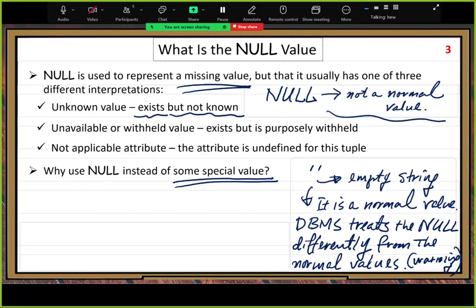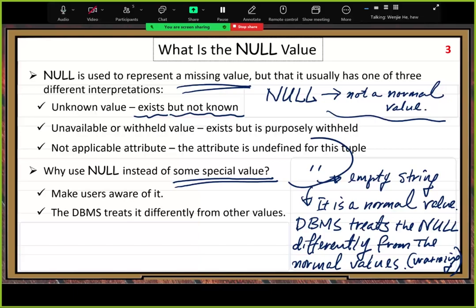So that's the main purpose of using the null value. Other than that, if you don't worry about that potential problem, then you can use a normal value, okay? But the consequence, since a special null value is used, is that there are several consequences due to this special value. So we will study those consequences. It makes users aware of it. The DBMS treats it differently, so the behavior is different. Some queries are designed for the null value in a special way. So you will see it.